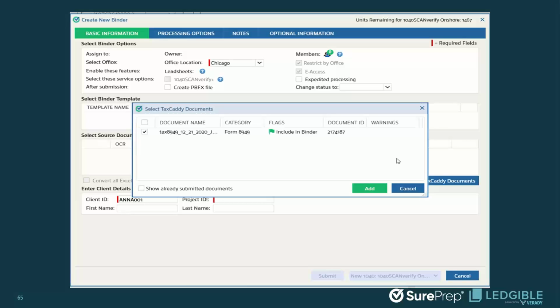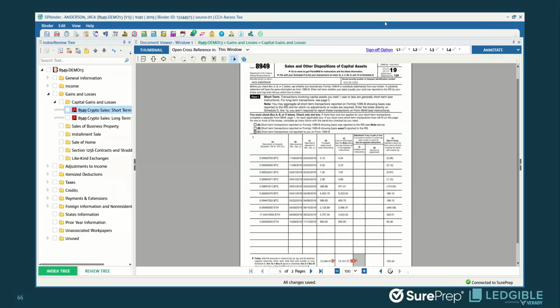work papers. So he probably already gave you his W-2 and 1099s and all the other documents that are needed to prepare his return. Now you've got the 8949 in his work papers, and this is the screen that you'd see after adding it to the binder. And if you move to the next slide, this is a screenshot of SP Binder. I mentioned this is our work paper system.